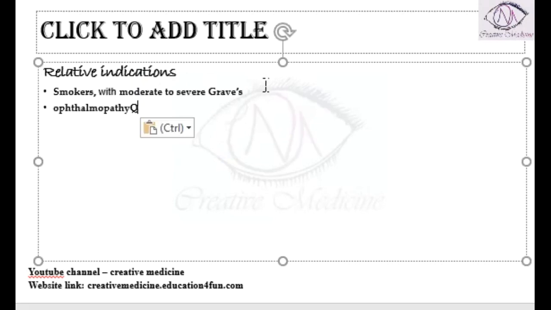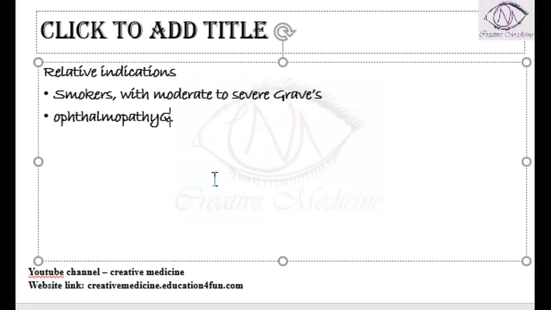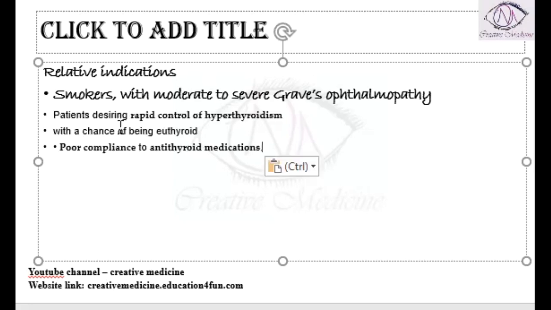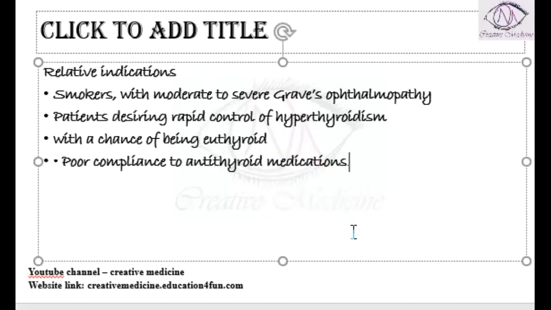Surgery is indicated especially in smokers with mild, moderate to severe Graves disease, because in Graves ophthalmopathy, radioactive iodine therapy will cause progression of the disease. So if a smoker has severe or moderate Graves ophthalmopathy, it is better to do surgery.